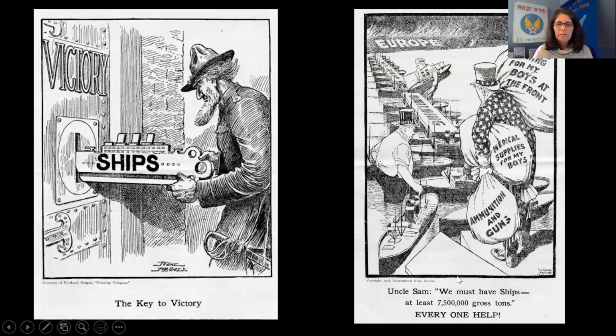This all starts in the spring of 1917. As soon as we declare war, we start sending supplies: medical supplies, ammunition, guns, food and clothing. We send them across to Europe and to the Allies. That's really our biggest help in World War I, the stuff that we send, because we haven't been at war, and our manufacturing is able to make a big difference. You can see the ships are the key to victory. So this is really an important part of the American story.